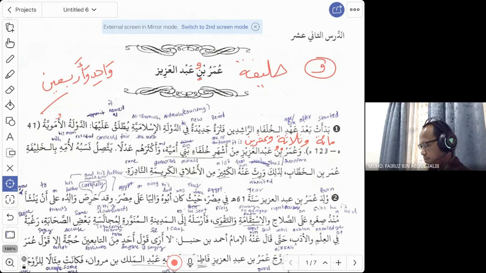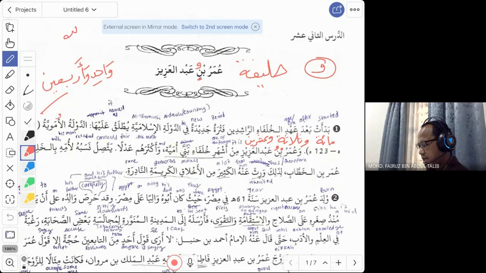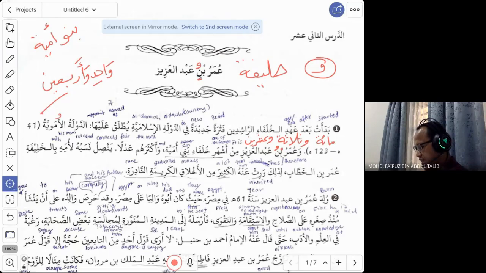Sometimes you say Bani Umayyah, sometimes you say Banu Umayyah. It is the same word. Just like Dawla Abbasiyah, the Abbasid dynasty, they are the descendants of Al-Abbas, so they are Banu Abbas. So here, Banu Umayyah or Bani Umayyah. Wa aktharahum adlan, and the most just of them.